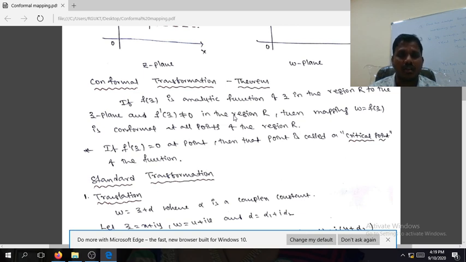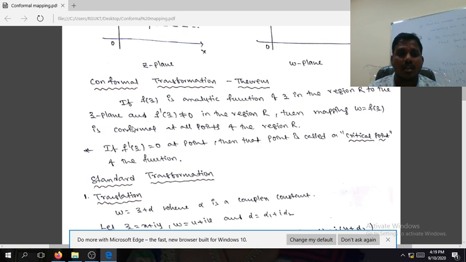Here, f dash of z is equal to 2z. Where is it 0? It is 0 at z is equal to 0. Sorry, I am unable to write here. At z is equal to 0, f dash of z is equal to 0; except at 0 it is conformal, right?